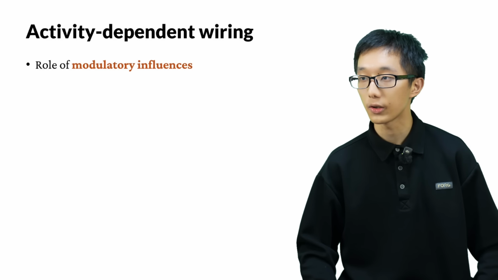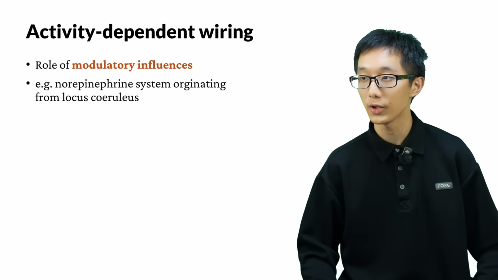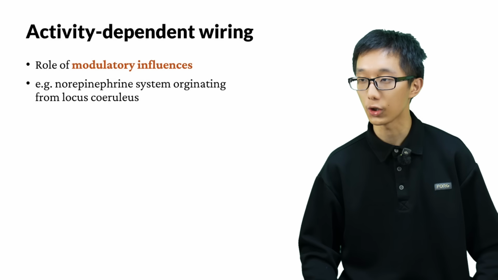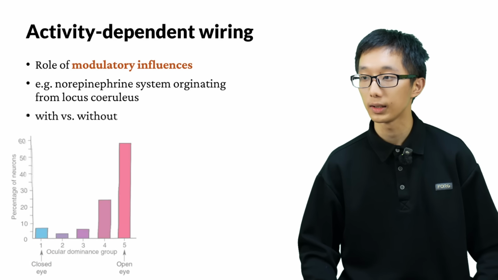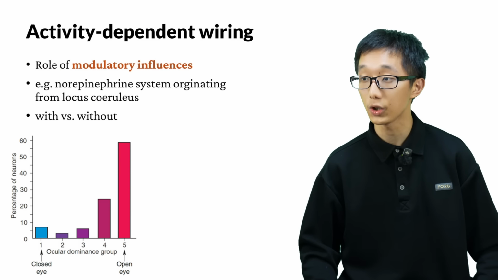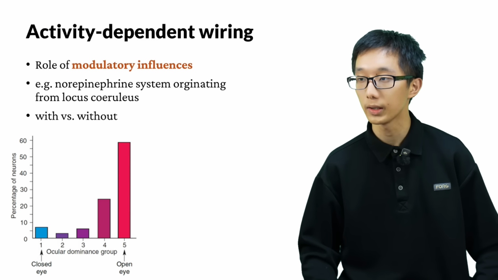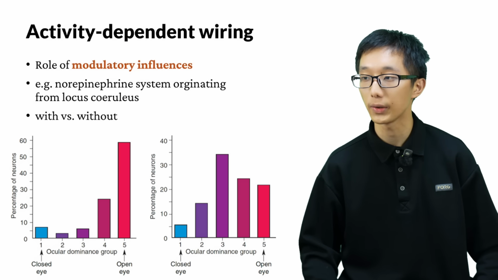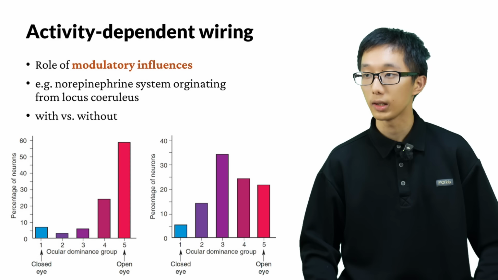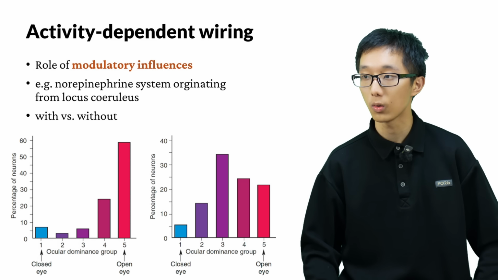Modulatory influences have a large role in activity-dependent wiring. We mentioned diffuse modulatory systems in the episode about neurotransmitters. For example, the norepinephrine system originating from the locus coeruleus plays a large role in the activity-dependent wiring in monkeys' vision formation. If we have this modulatory influence and we sew one eye, we deprive the vision of one eye, then the ocular dominance group will experience a large change. However, if there is not the modulatory influence, then deprivation will not lead to a very significant change. Therefore, we can say that the modulatory influences are important for cortical plasticity.